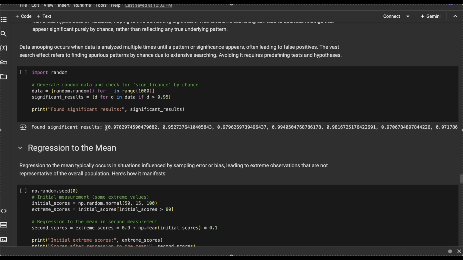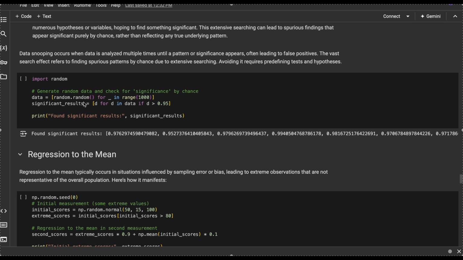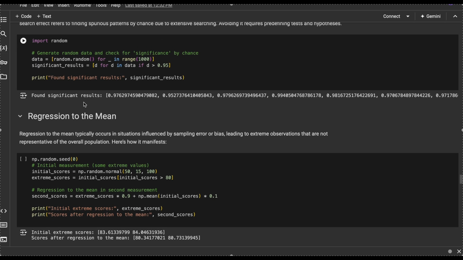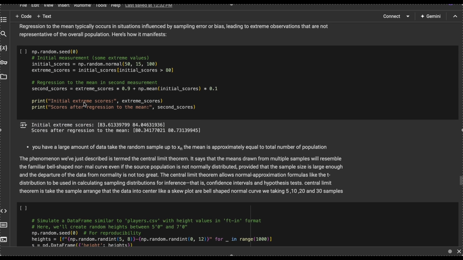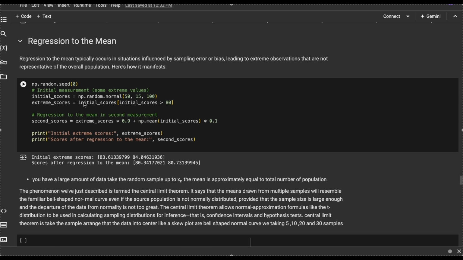Regression to the mean, next. Regression to the mean is a statistical phenomenon that occurs when extreme values in a data set, either high or low, tend to move closer to the mean when measured again. It's very useful in analyzing trends over time that often settle around the mean, and it helps to avoid incorrect conclusions about particular interventions.